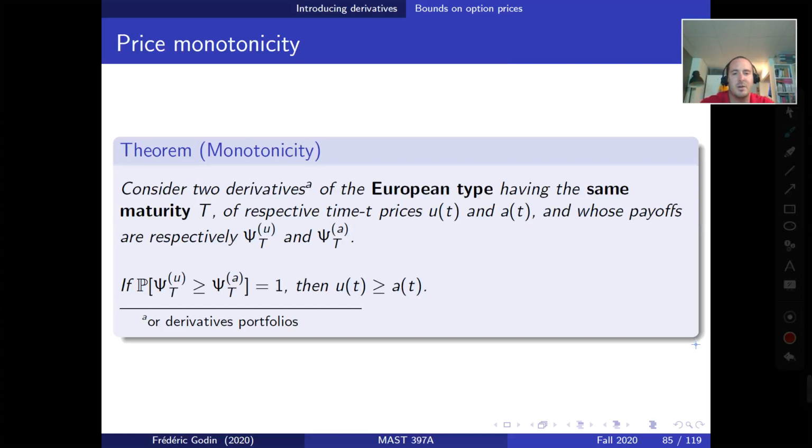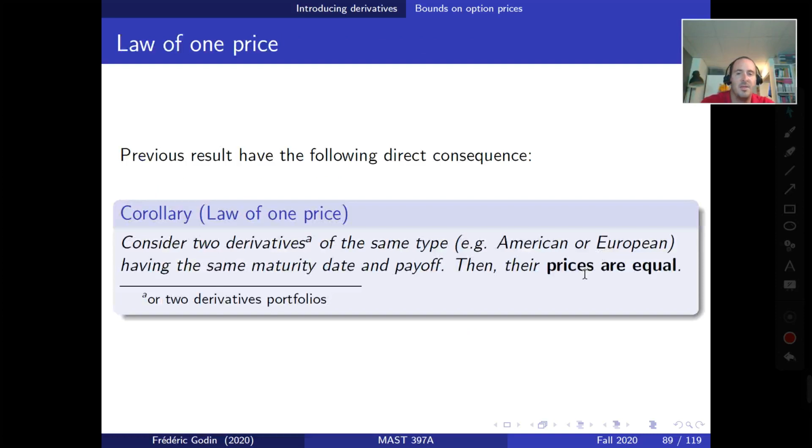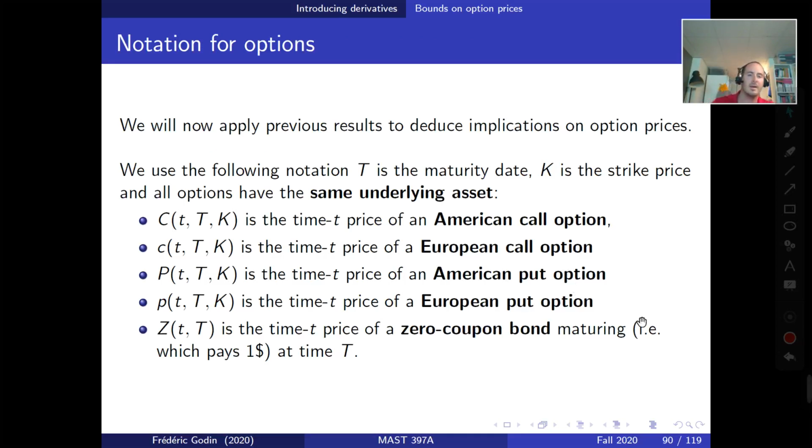So these were very general option pricing results, but these can be used to get more precise results associated with option pricing. In the upcoming slides, we're going to derive some bounds associated with option prices, and we're going to use the following notation. Capital T denotes the maturity of the option, capital K denotes the strike price of the option, and we're going to assume that all options have exactly the same underlying asset.